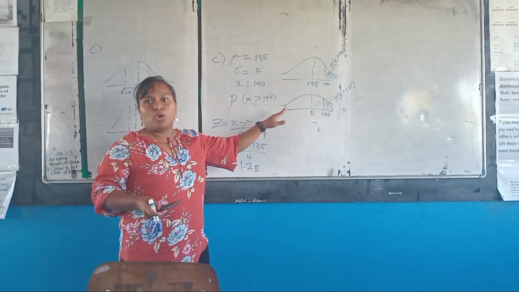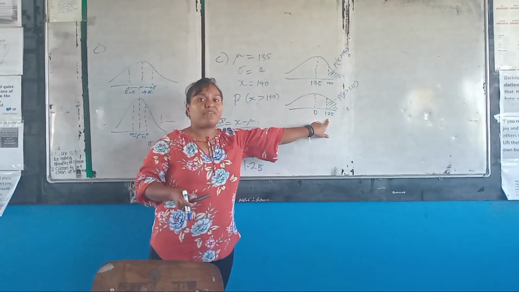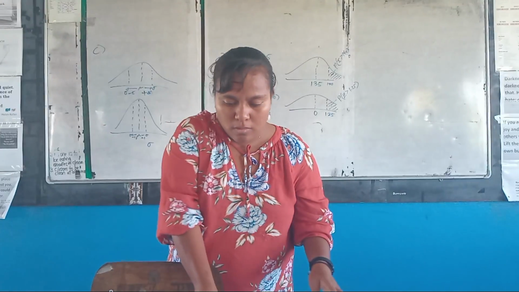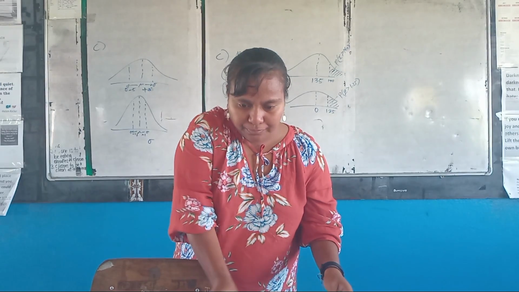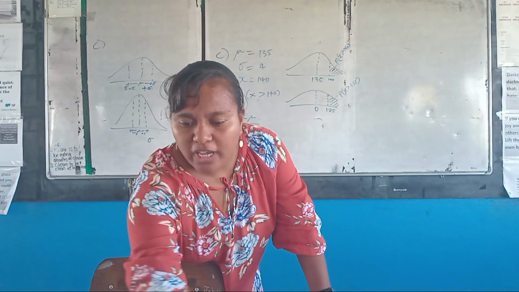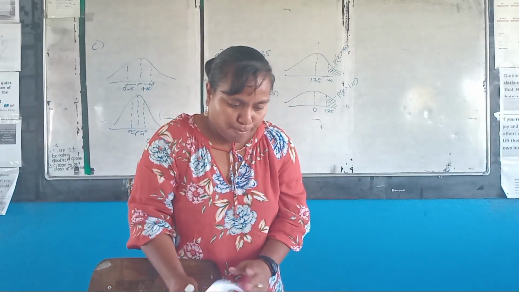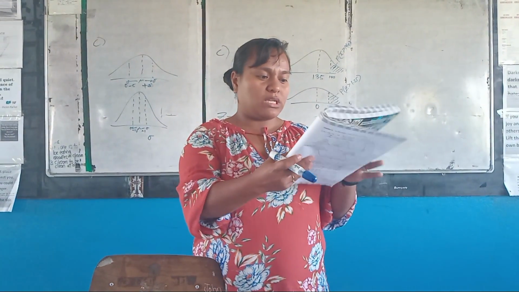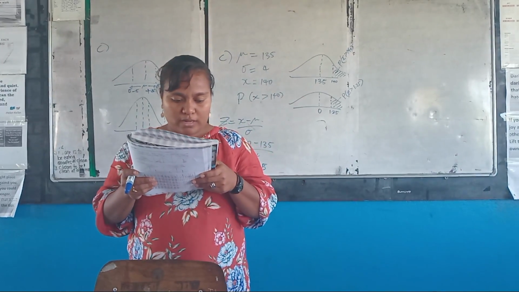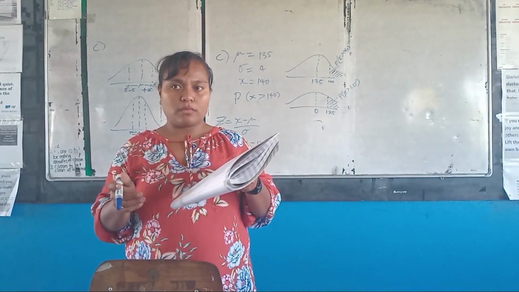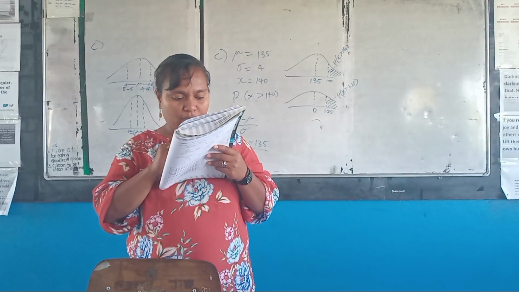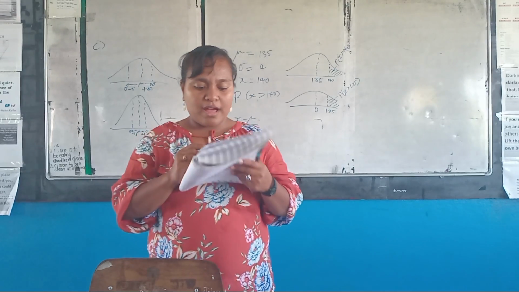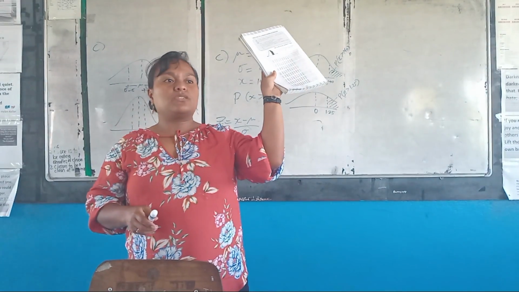No. After this, once you've got your z of 1.25, you go to the z normal distribution table. Page 8. Page 8 in the textbook, page 226. So can anyone tell me what's the number for 1.25? 0.3944.